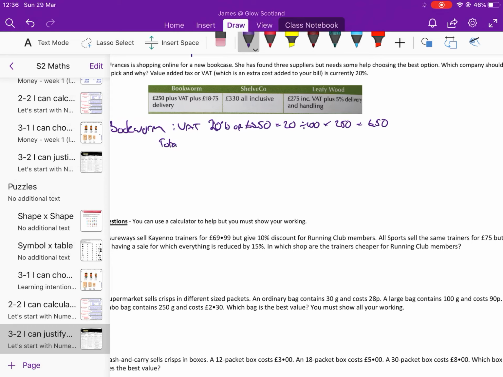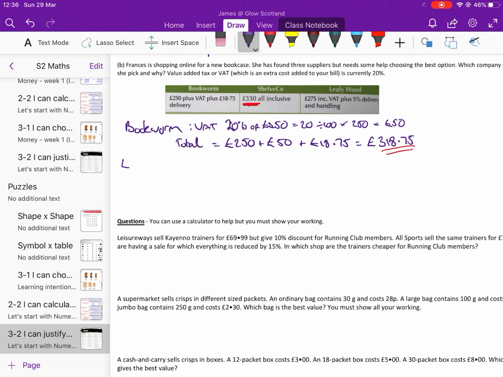Then I can get the total for Bookworm. It's the cost of the unit itself plus the £50 VAT plus £18.75 for delivery, which gives me a cost of £318.75. So that's the total cost for Bookworm. Shelf Coat are offering it at £330 all inclusive, so we can already realise that Bookworm's going to be cheaper, but we need to do a calculation for Leafy Wood as well.